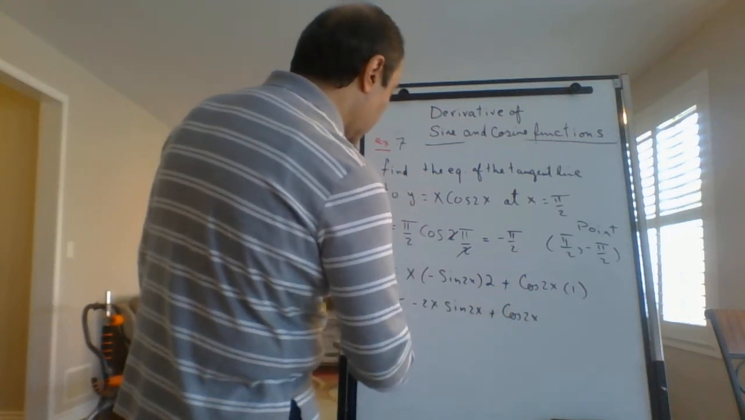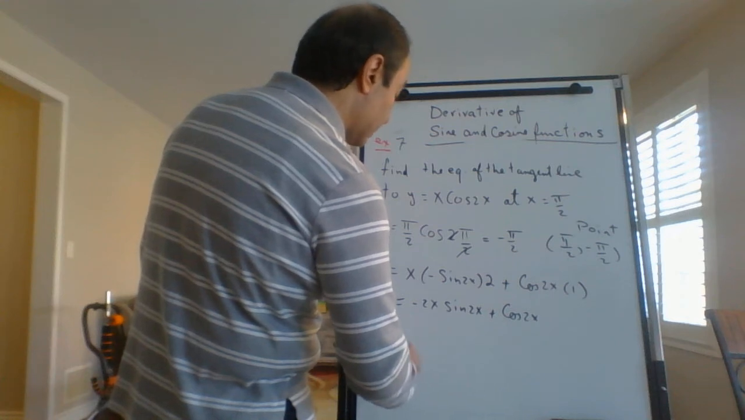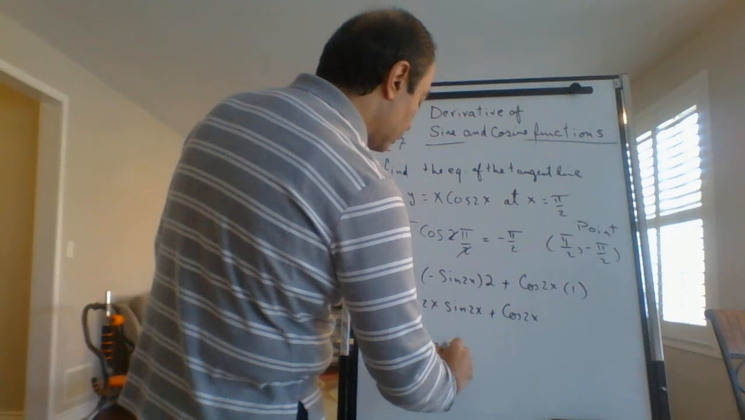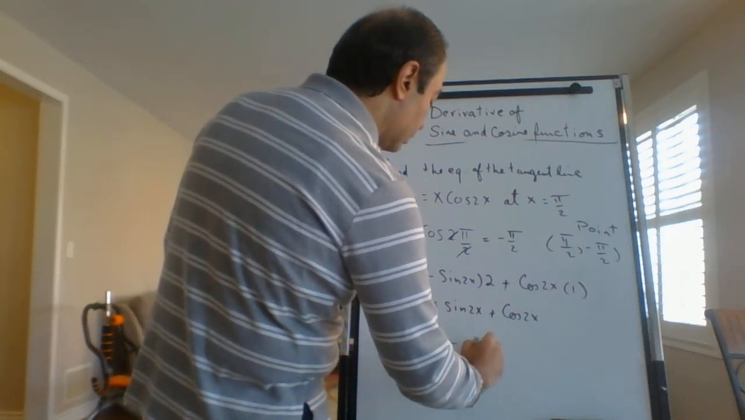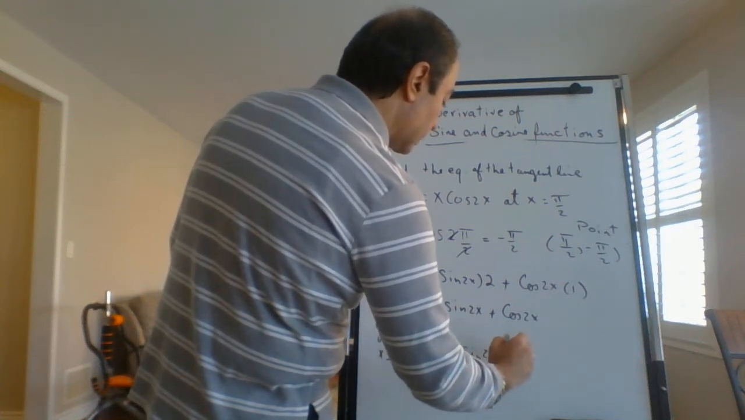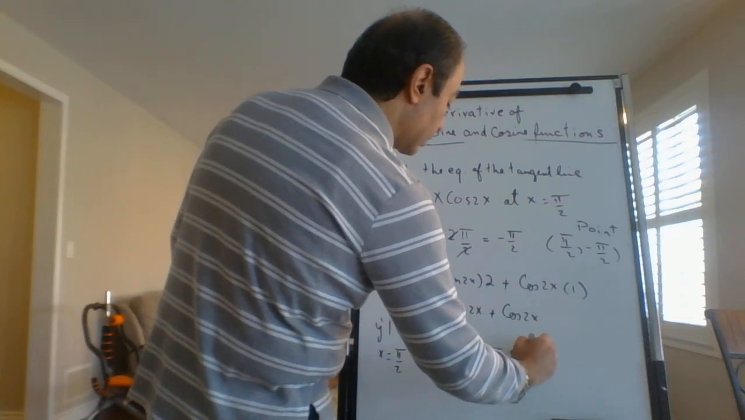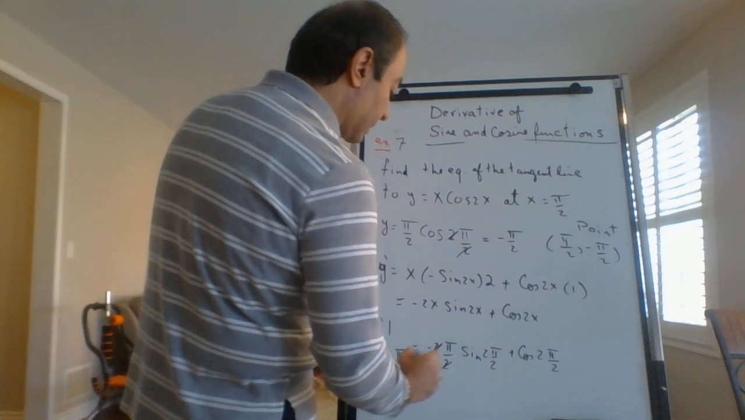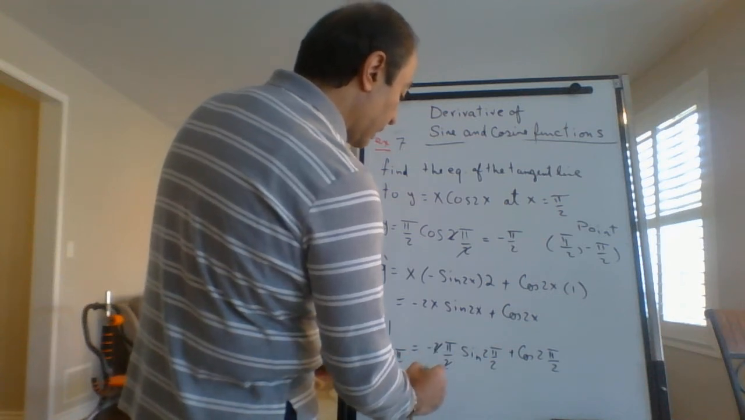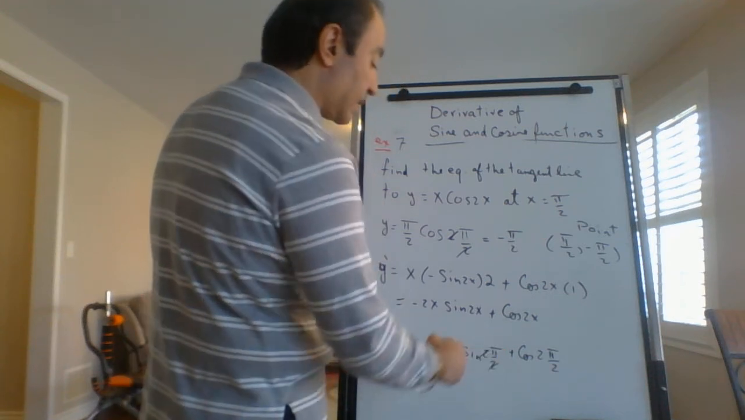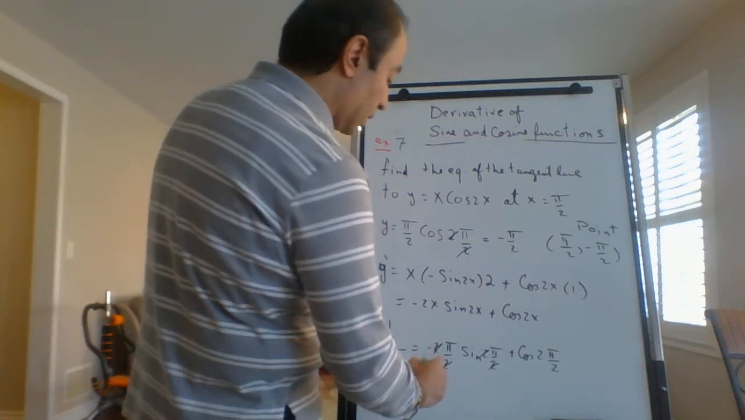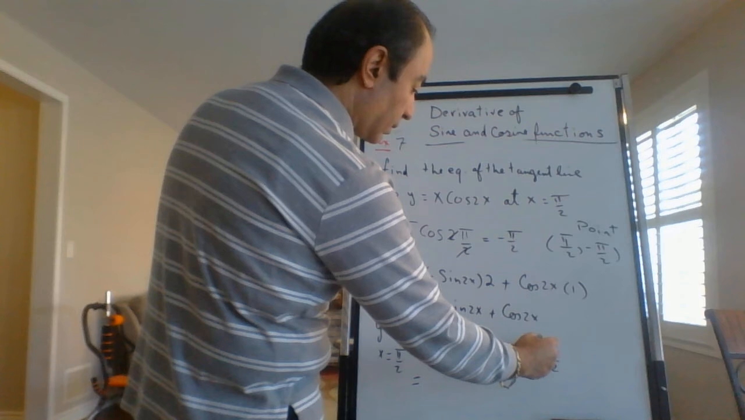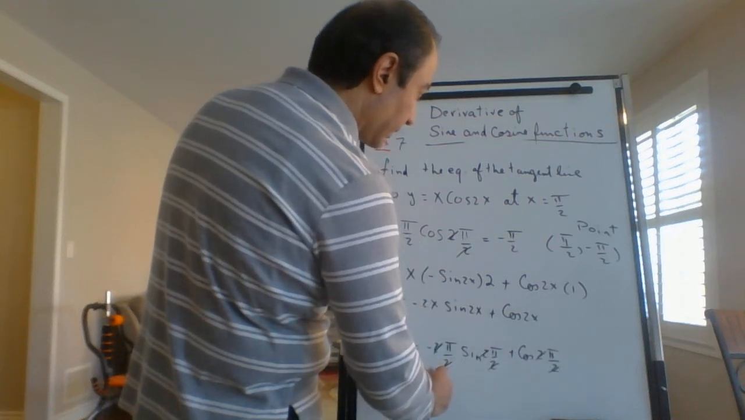We need to find y prime when x is pi over 2. So this will be negative 2 times pi over 2 sine of 2 times pi over 2 plus cosine of 2 times pi over 2. This and this cancel out and leave negative pi. Sine pi is 0. So this is 0, negative 0. And this is cosine pi, which is negative 1.